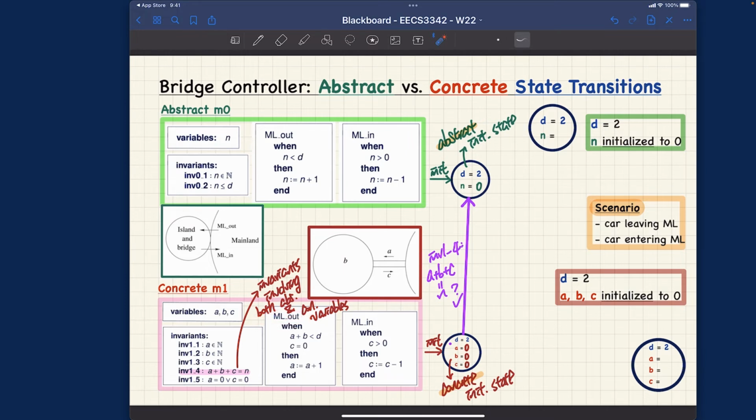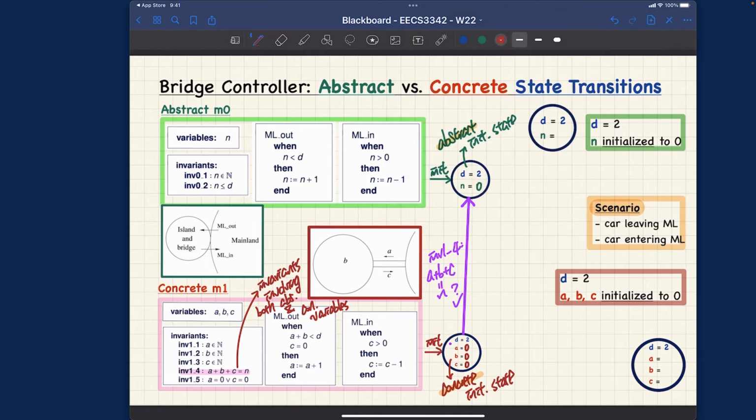You can see A plus B plus D. A plus B will be 0 plus 0, which is strictly less than 2, indeed. And also C is equal to 0, so that's enabled. Right? So we are able to actually call the ML out. The ML out is allowed to actually occur if necessary. Right? Let's now talk about it.